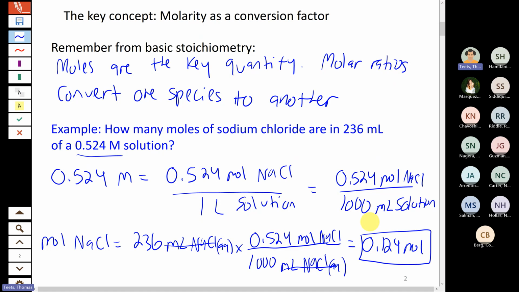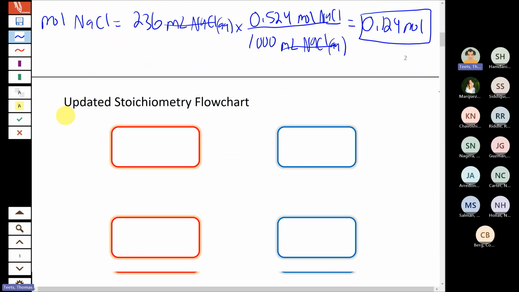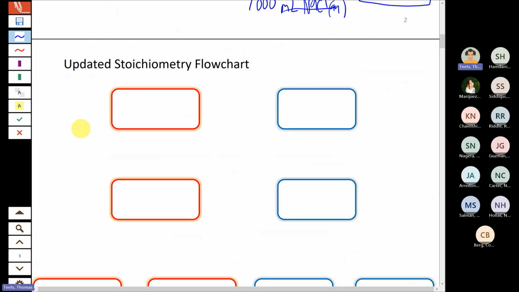All right, so then 0.124. We're going to use that a lot, mostly as one of the steps in a longer set of conversions involving stoichiometry. But that key relationship, using molarity to convert volume of solution into moles, or vice versa in some cases where we're going back into volume after calculating moles, is something that we'll see a lot. So then we can expand the flow chart that we already had built up in chapter 5.